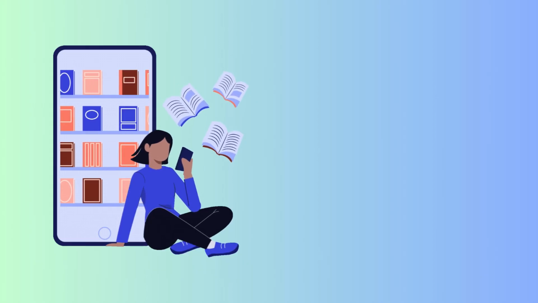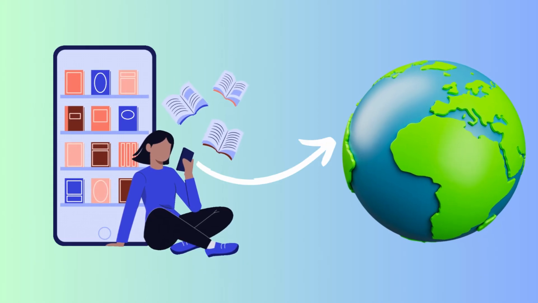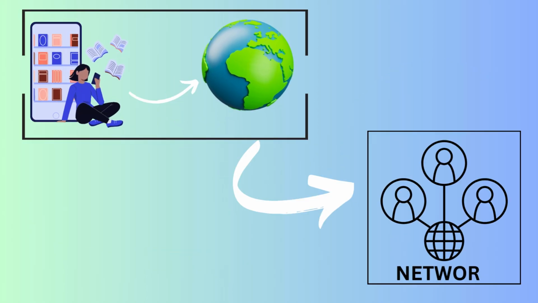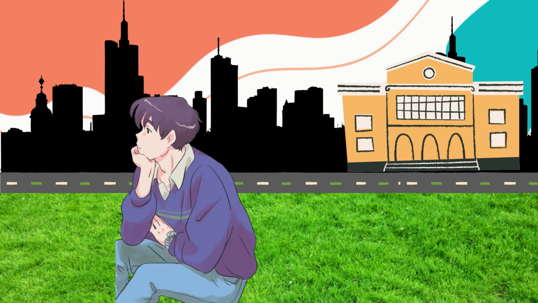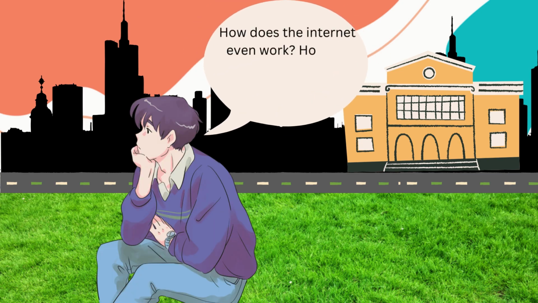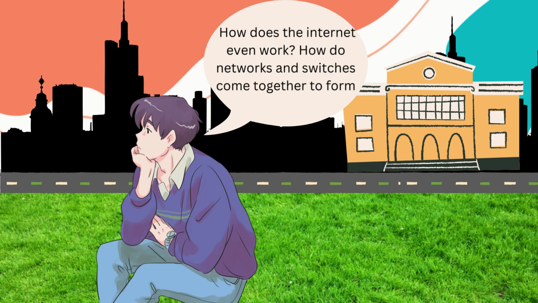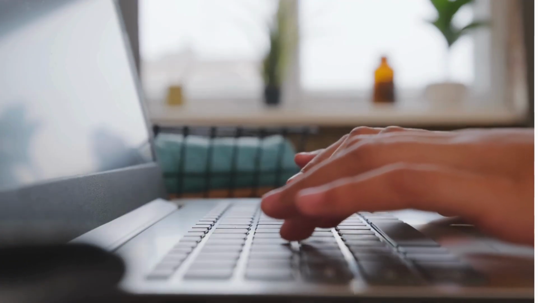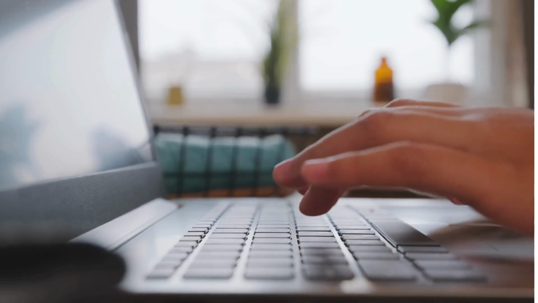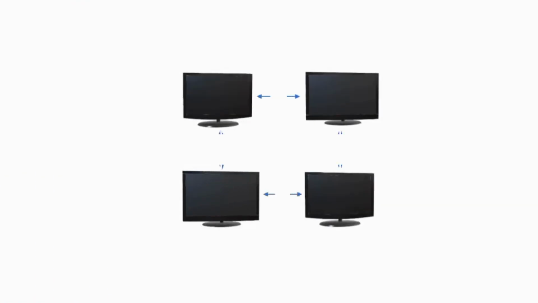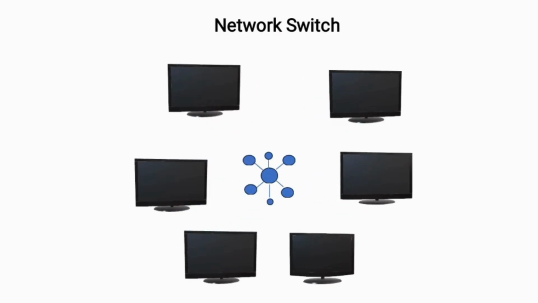Now without further ado, let's start our first topic and learn how the internet works. When you open your favorite app, you are instantly connected to the world through a network. But have you ever thought about how it all works behind the scenes? How these networks and network switches come together to form what we know as the internet? Let's break it down. When you open your favorite app, you are tapping into a vast web of networks. Think of a network as a series of interconnected devices, your computer, phone, or tablet, for example. Now, here's where switches come into play.